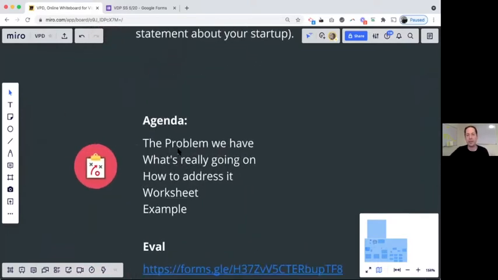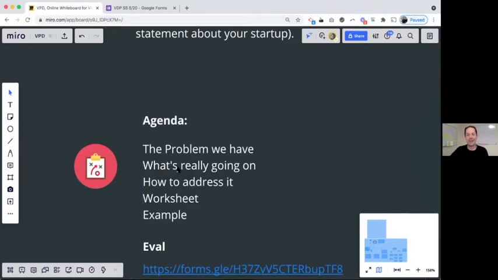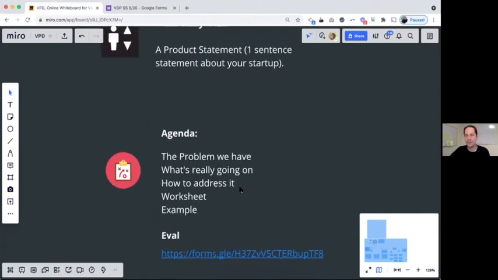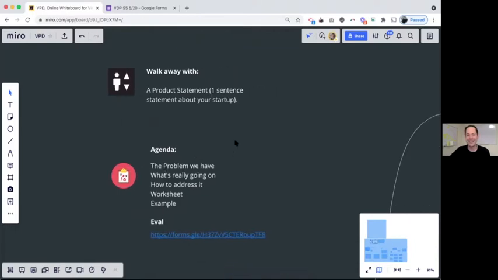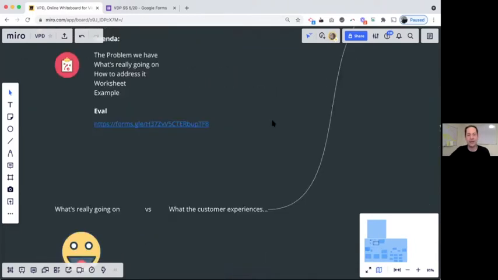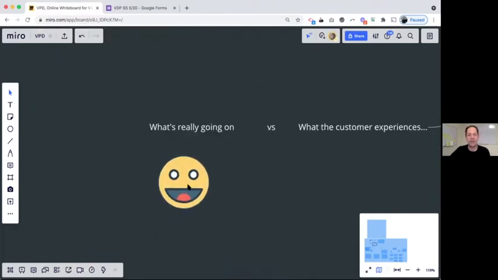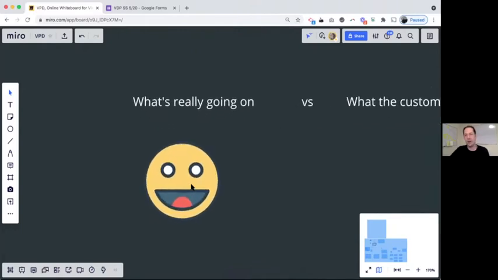This is how we're actually going to talk about it. We already talked about the problem that we have. Now I'm going to look into some of the psychology behind that and how to address it. Then I'll show you some worksheets that I use whenever I put these things together, and then we'll go through an actual example. Okay, sound good? All right, sweet.